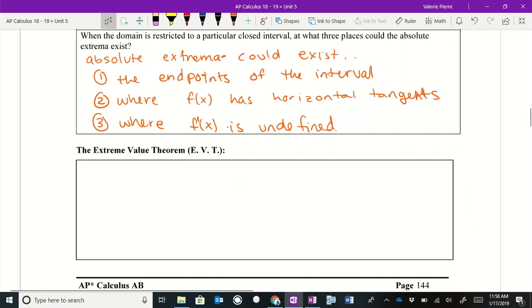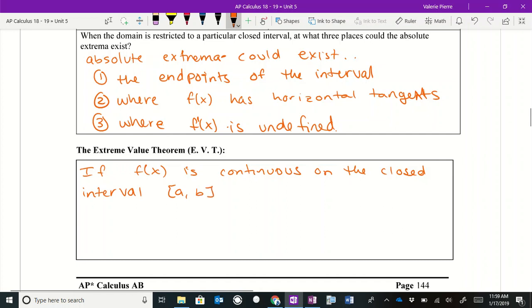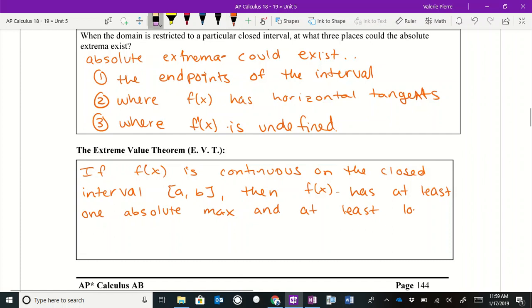So the extreme value theorem states that if f of x is continuous on the closed interval a, b, then f of x has at least one absolute max and at least one absolute min on the closed interval. Okay.